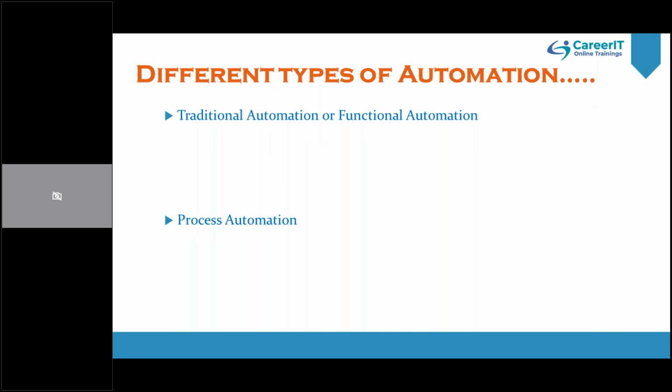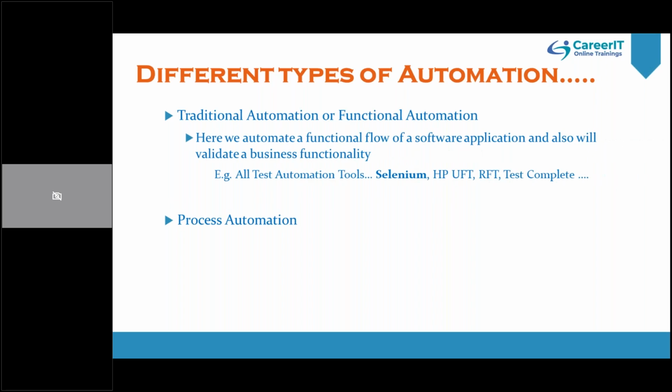What is a functional or traditional automation? This is where we are going to automate the functional flow of an application. Suppose we take an application and I want to automate it. We automate the functional flows, what the different functional flows are, and as part of that, we validate the business functionality of the application, whether it is working fine or not.